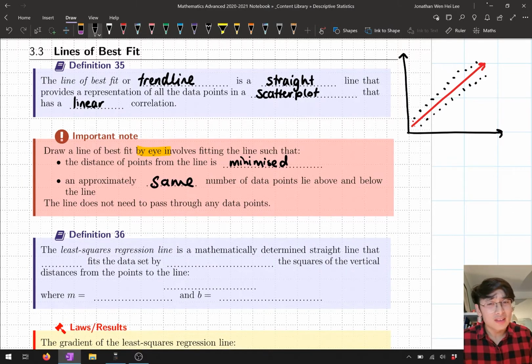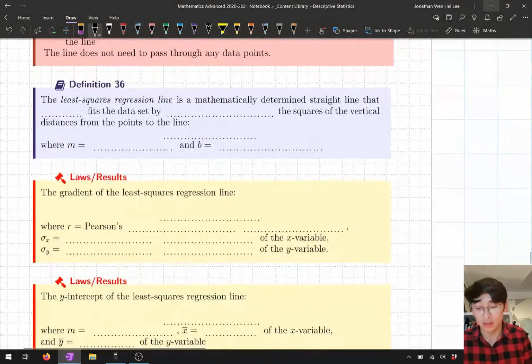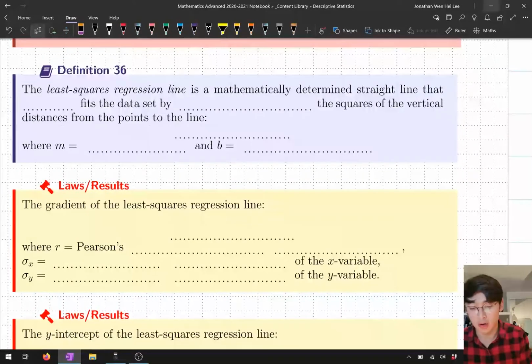But like I said last lesson, when we talked about correlation, it's nice to talk about correlation generally, but it's also nice to actually have an accurate description using mathematics. And so what we can do is create a very accurate trend line based on the data that we have. This line is called the least squares regression line.